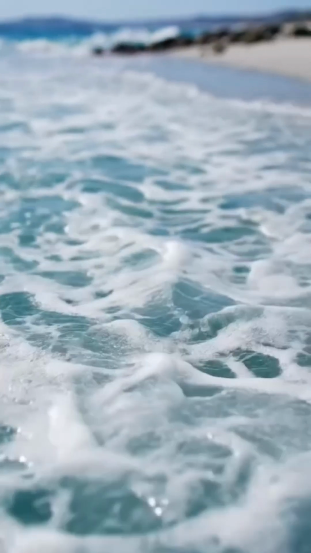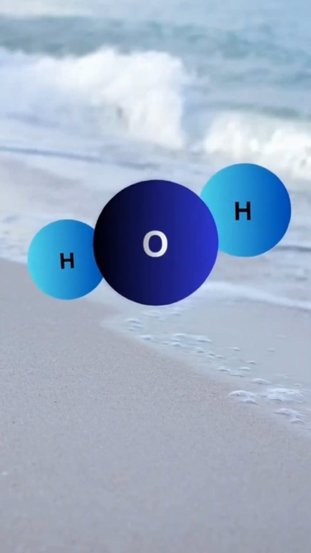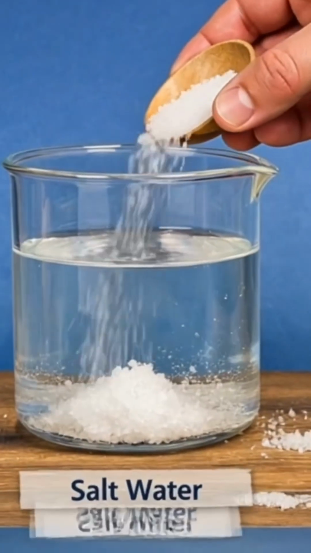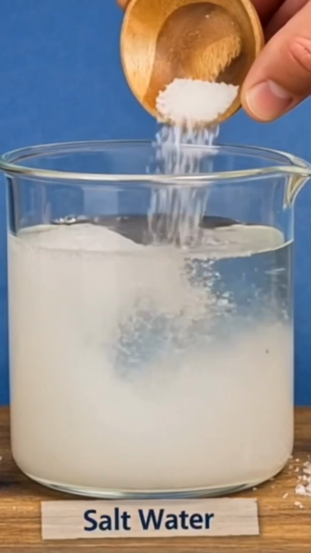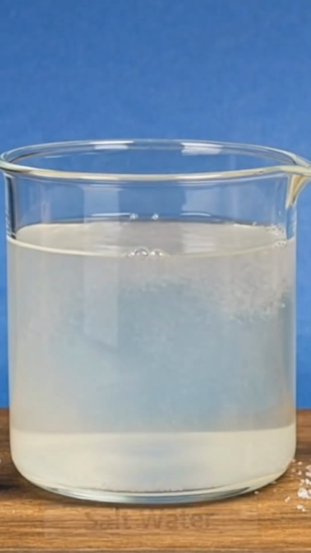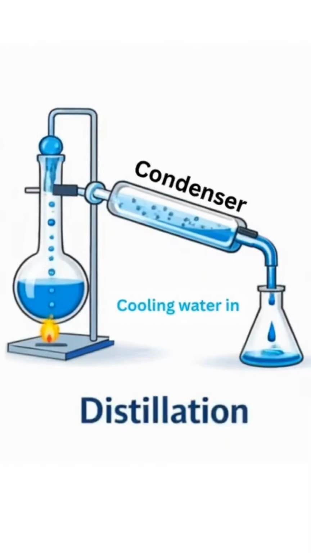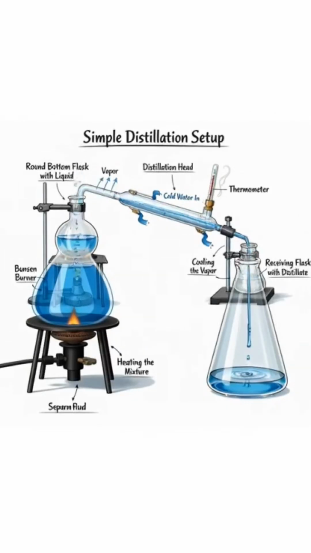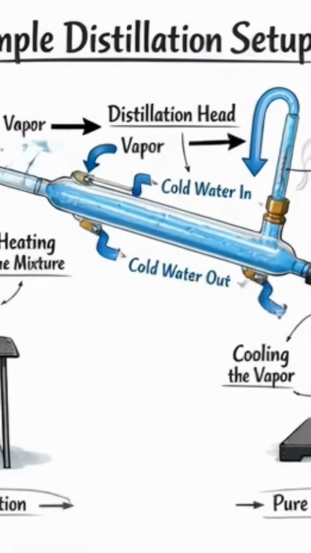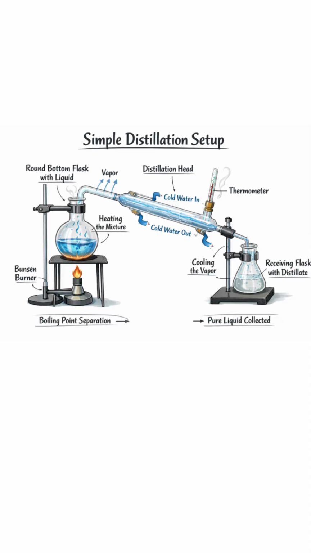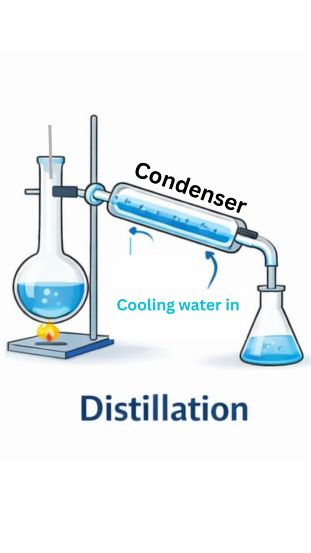Think about seawater. It looks like one substance, but it's actually water mixed with salt. Salt has a much higher boiling point than water. When seawater is heated, only the water evaporates. The water vapor moves away, cools down, and condenses back into liquid water, now pure water. The salt stays behind in the flask. That's simple distillation, separating a solvent from a solution.